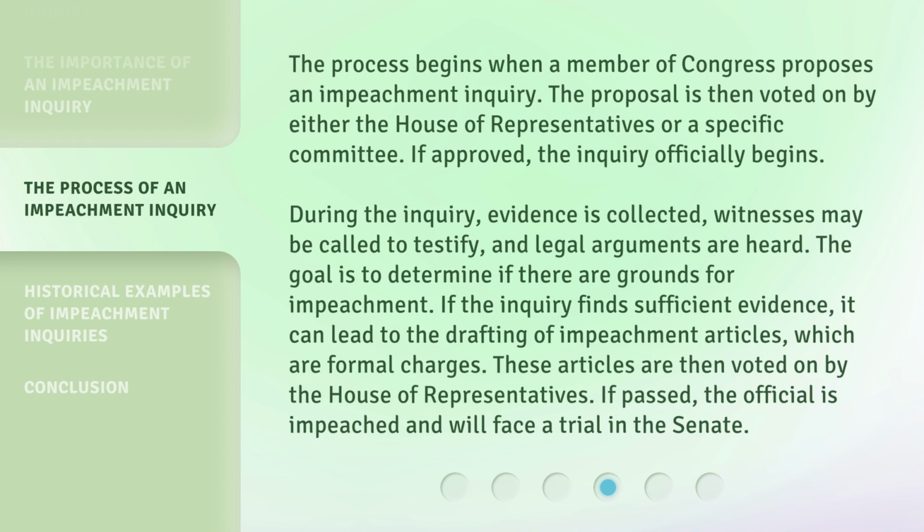If the inquiry finds sufficient evidence, it can lead to the drafting of impeachment articles, which are formal charges. These articles are then voted on by the House of Representatives. If passed, the official is impeached and will face a trial in the Senate.